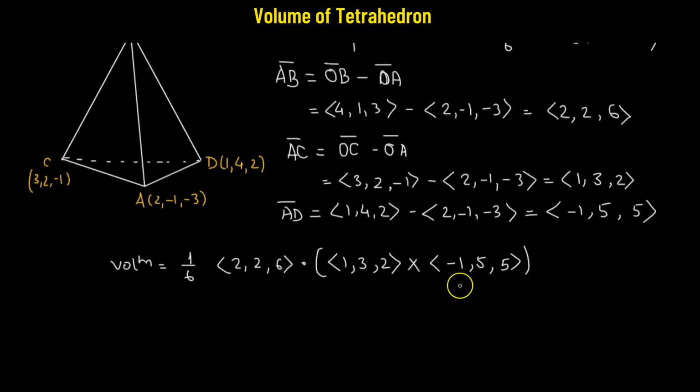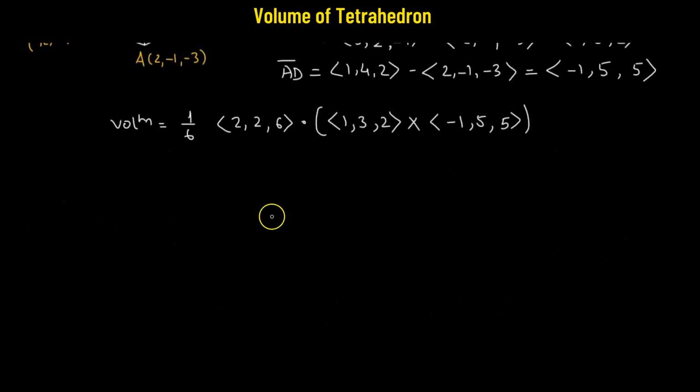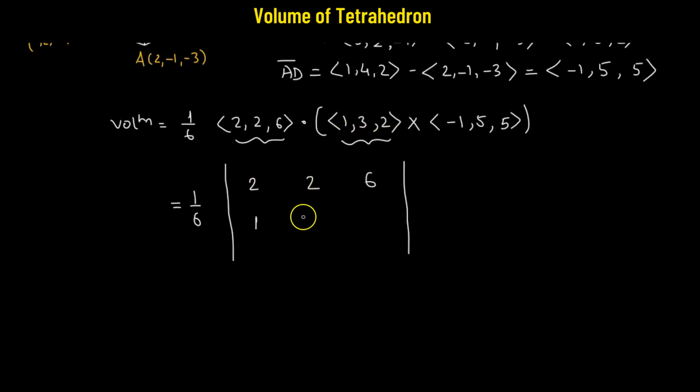Since this is a scalar triple product, we can easily compute it by considering the 3x3 determinant. In the first row, we'll consider the components of the AB vector, that will be 2, 2, 6. Then we have the components of the AC vector, that will be 1, 3, 2. And finally, we have the components of the AD vector, that will be negative 1, 5, 5.